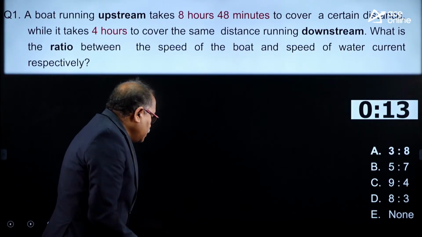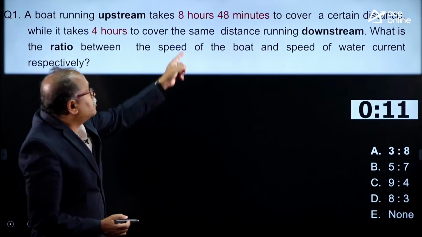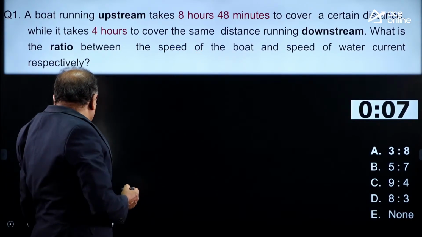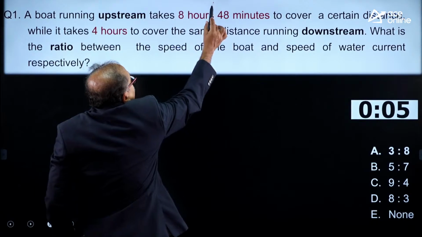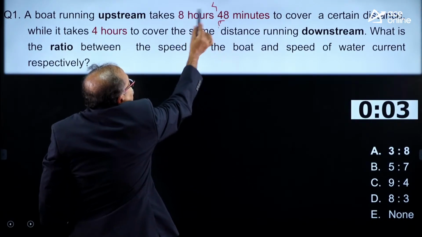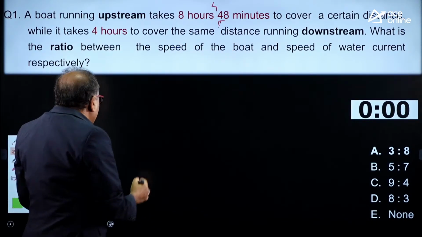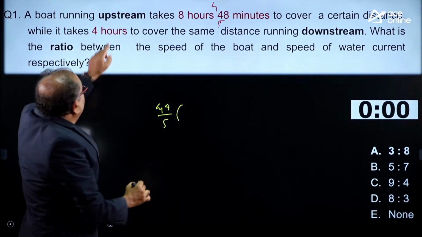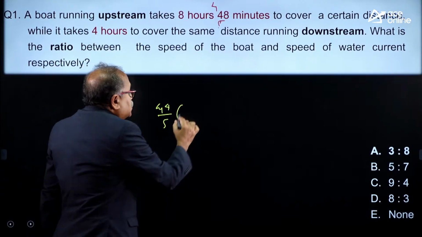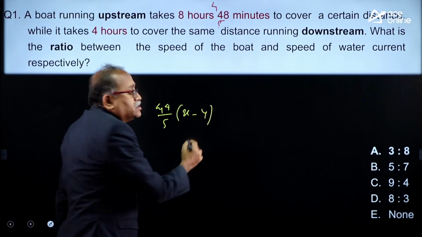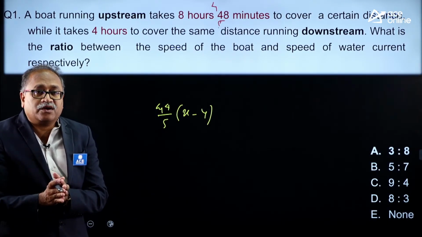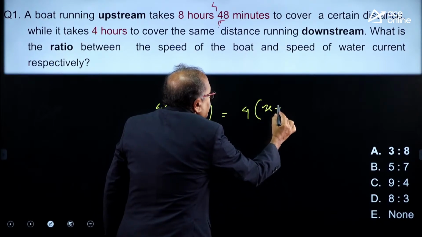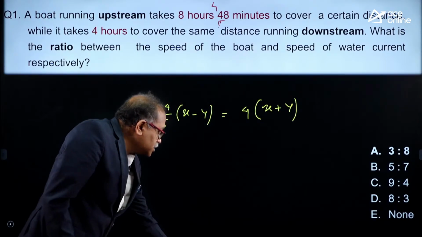You must be knowing that 48 minutes is 4 by 5 hours, and if this is 4 by 5 hours, then 5 8 is 40 plus 4 is 44. So, that is 44 by 5 into x minus y, where x is the speed of the boat, y is the speed of stream, which will be equal to 4 into x plus y. He so nicely answered the question.